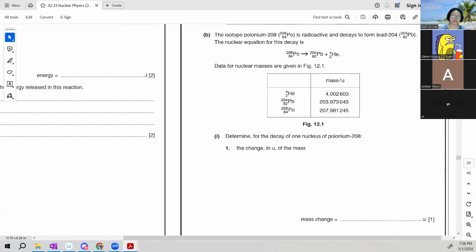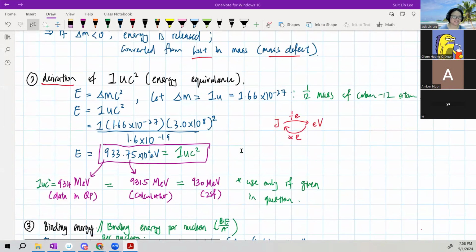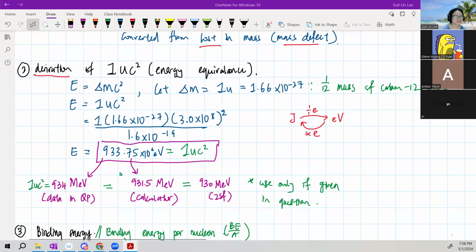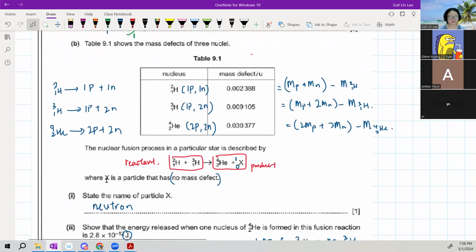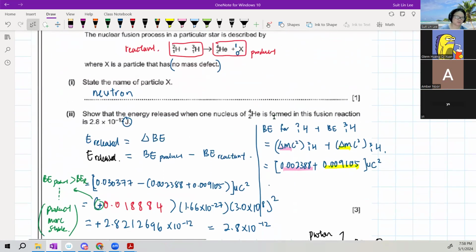So the only data you can extract from the table is this and this and this. Okay, mass of proton, mass of neutron. Please use whatever the question gives you, if the question wants to give you that mass. Like for this one, the question did not give you the mass of proton and mass of neutron. You are not supposed to use them. You are supposed to use the binding energy. Okay, so binding energy release is actually the difference in binding energy of the product minus the reactant.